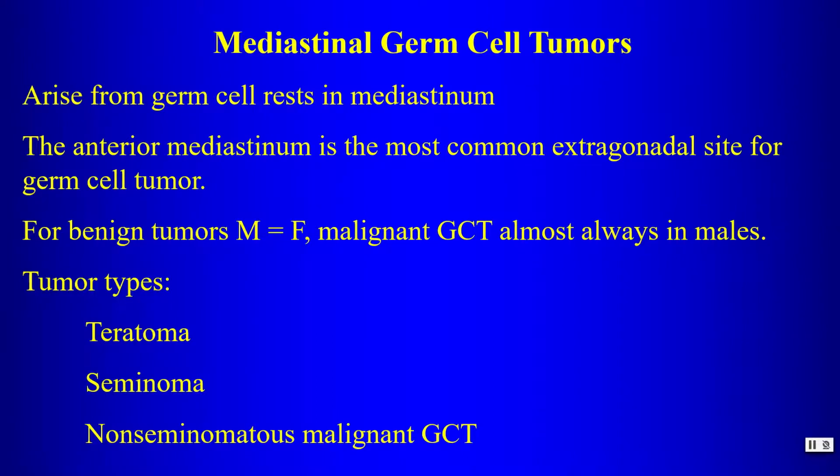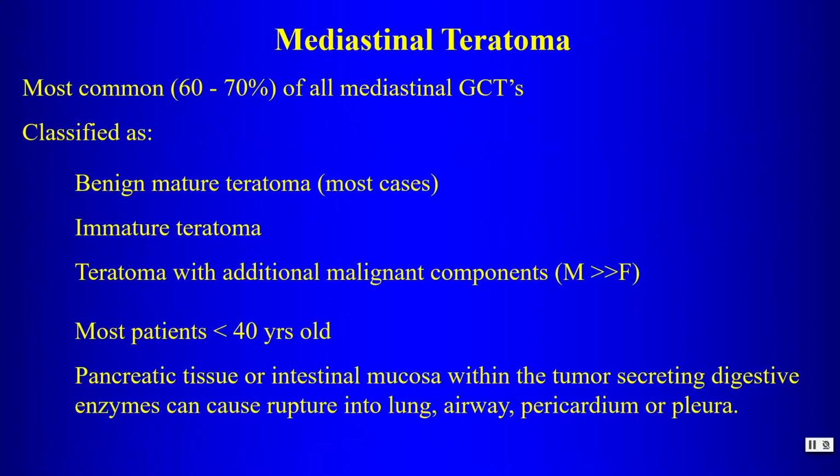So these mediastinal germ cell tumors arise from germ cell rests in the mediastinum. Remember that the germ cells in embryology start out in the midline and then they migrate to where the gonads are to form the gonads. But you can have germ cell rests that are left behind anywhere in the midline, and this is why you can get germ cell tumors anywhere along the midline, such as the corpus callosum or the anterior mediastinum. So the benign germ cell tumors, the teratomas, can occur in males or females, but the malignant primary mediastinal germ cell tumors, the most common of which is seminoma, are almost always in male patients.